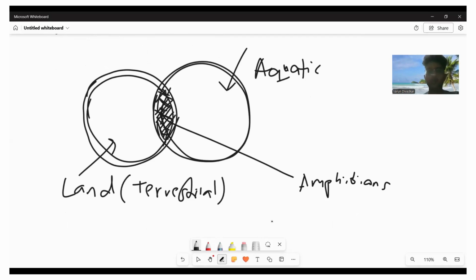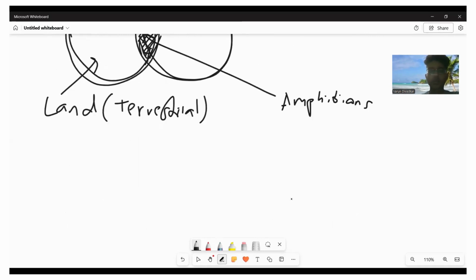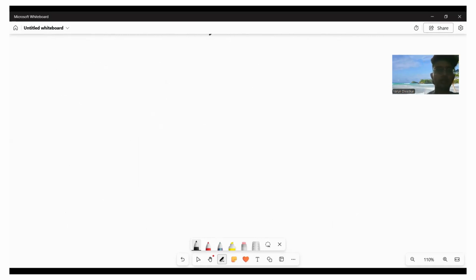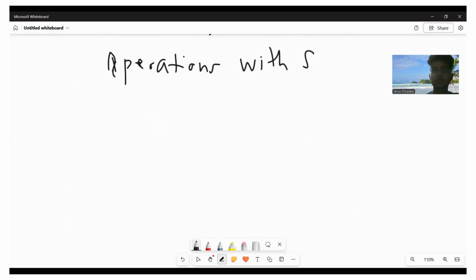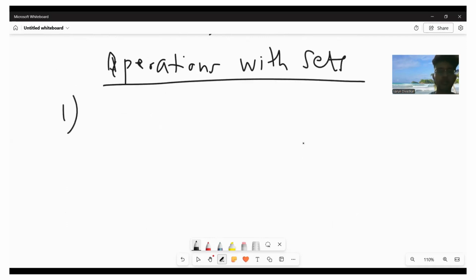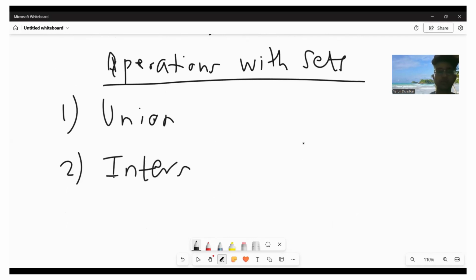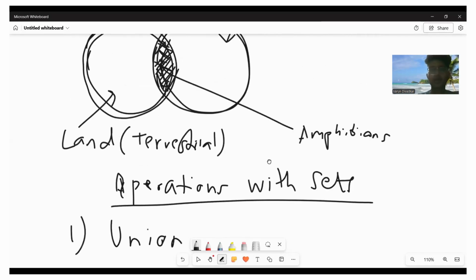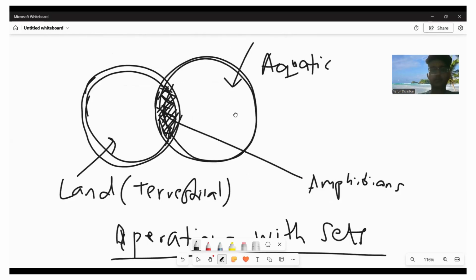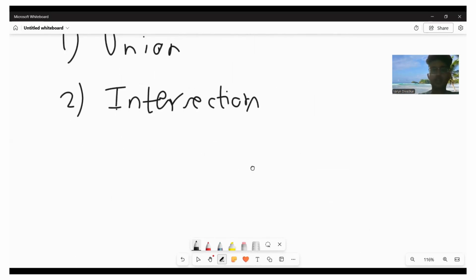Now, when it comes to set theory, we can also talk about certain operations on sets, right? Operations with sets. The first thing is union. Second thing is intersection. So let's take the same example, the one above, right? This one. Let's represent that again in a Venn diagram.